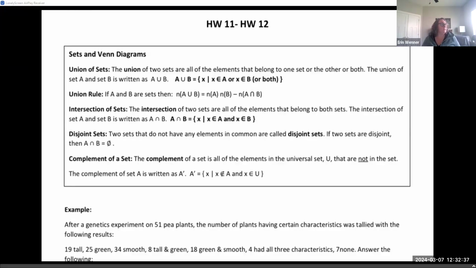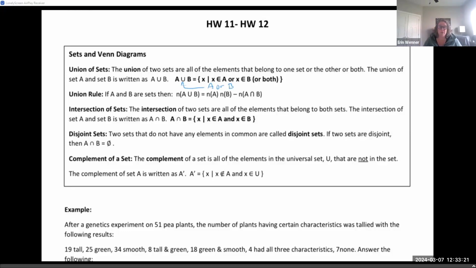So the union of two sets is the set that has all the elements that belong to one or both. The union of set A and B is written as A union B. And again, this is just our formal mathematical definition written out using our mathematical shorthand, right? It's saying that A union B is the set of all elements X such that X is an element of A or X is an element of B, or they could be in both. So the union really is just saying A or B. It's in either, or it could be in both.